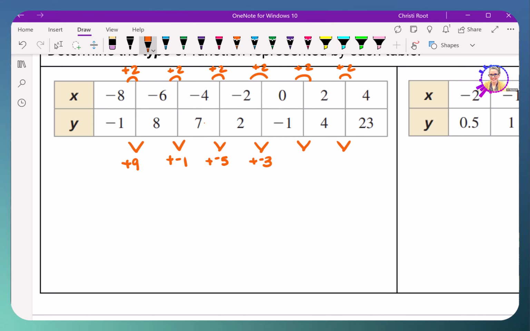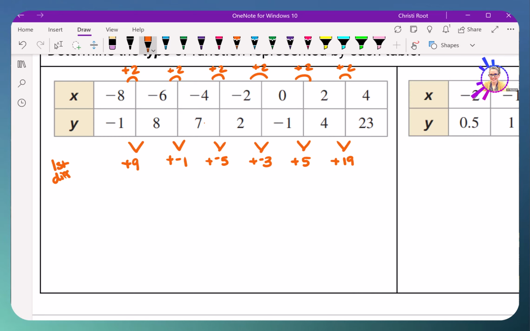2 plus negative 3 is negative 1. This is going to be plus negative 5. That is not right. That's going to be positive 5. Okay, and the last one is going to actually increase by 19. Okay, so this is what we call the first difference.